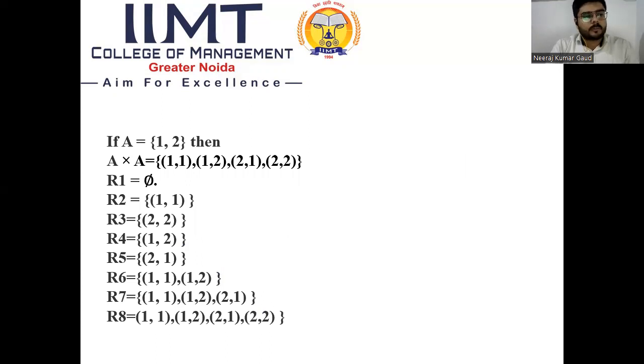So my first relation R1 will be the empty relation. R2 will be {(1,1)}. R3 will be {(2,2)}. R4 will be {(1,2)}. R5 will be {(2,1)}. R6 will be {(1,1),(1,2)}. R7 will be {(1,1),(1,2),(2,1)}. And R8 will be {(1,1),(1,2),(2,1),(2,2)}.